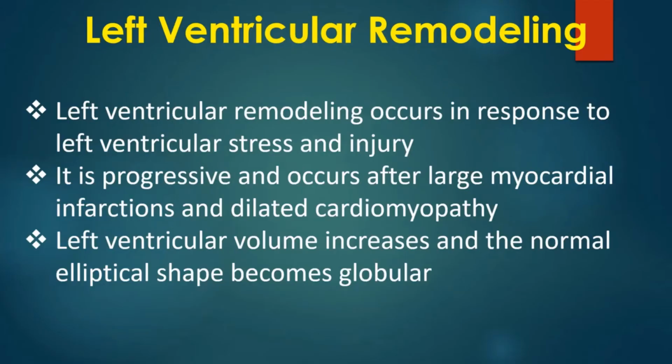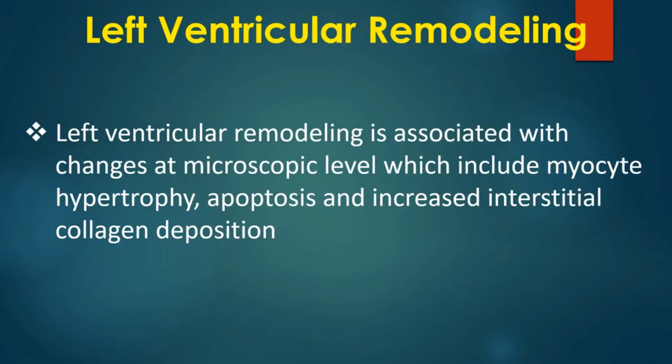Left ventricular remodeling occurs in response to left ventricular stress and injury. It is progressive and occurs after large myocardial infarctions and dilated cardiomyopathy. Left ventricular volume increases and the normal elliptical shape becomes globular. Left ventricular remodeling is associated with changes at microscopic level which include myocyte hypertrophy, apoptosis, and increased interstitial collagen deposition.